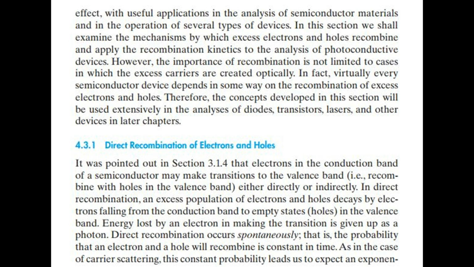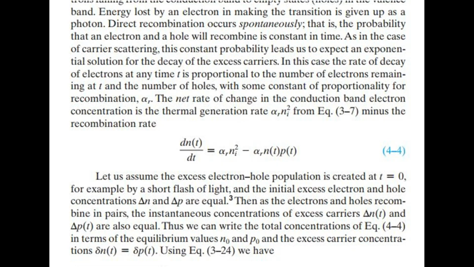As in the case of carrier scattering, this constant probability leads us to expect an exponential solution for the decay of the excess carriers. In this case, the rate of decay of electrons at any time t is proportional to the number of electrons remaining at t and the number of holes, with some constant of proportionality for recombination, αr. The net rate of change in the conduction band electron concentration is the thermal generation rate αr ni² from Eq. 3-7, minus the recombination rate.